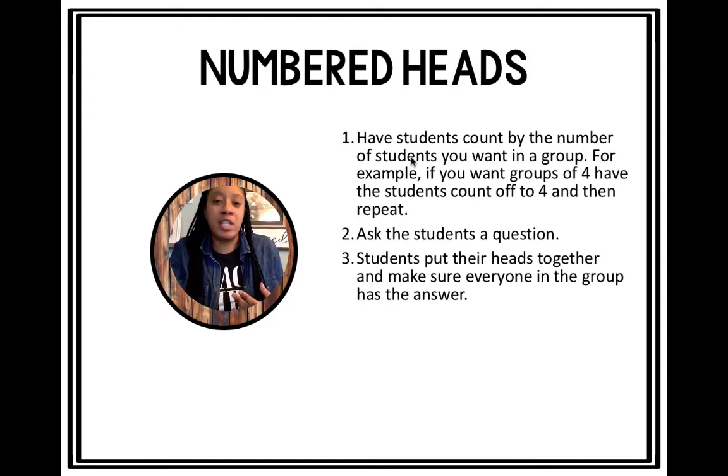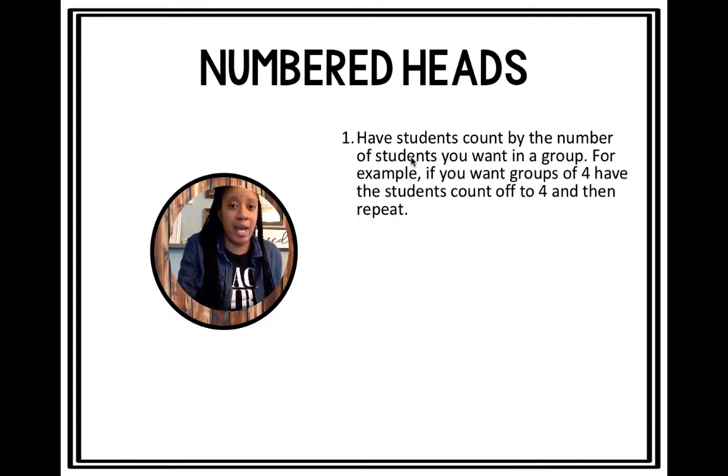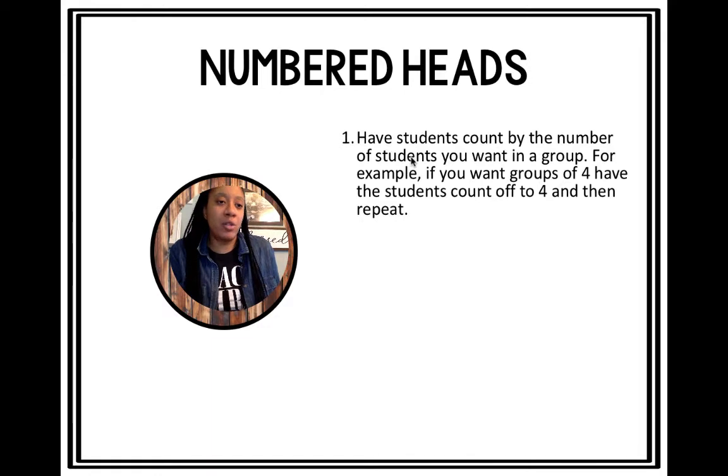So just to review, have the students count by the number of students you want in the group. You go ahead and group the students however you want them to be grouped. So you want a group of 4, you want a group of 5, put them in that group first. Then have them count off. So once everybody's in their group, have them count 1, 2, 3, 4. Or if you have an odd number, it may be 2 4s or 2 3s, however you want to do it. Then you ask the students the question.